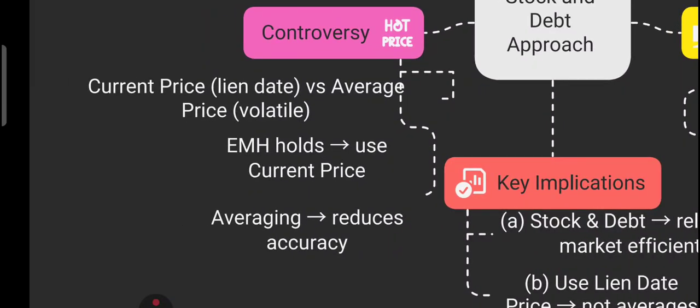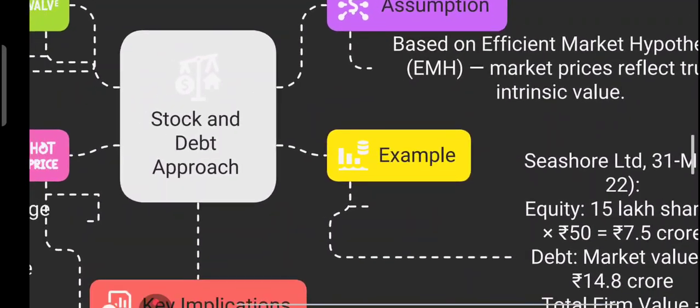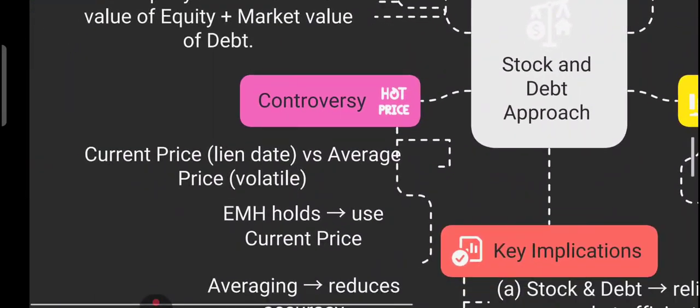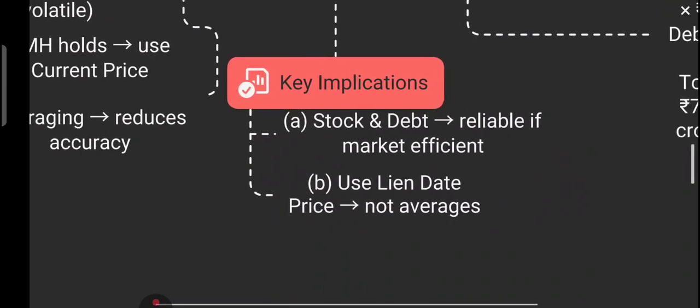Should we use current market price or an average price? EMH suggests current market price is the best. What is EMH? I told you the formula of EMH, efficient market hypothesis. So EMH says to use current price, right? Averaging can reduce valuation accuracy, because if you use an average, it will reduce the accuracy. So what is the key implication, key takeaway?